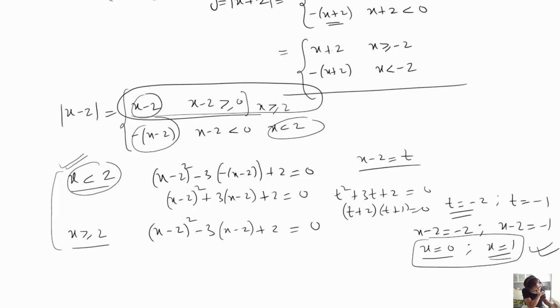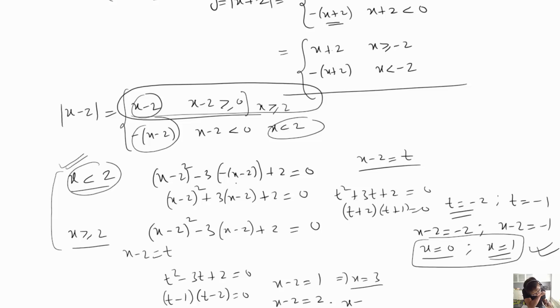right? Same way, now we have to solve this for x greater than or equal to 2. So if again we take x minus 2 equals t, then t square minus 3t plus 2 equal to 0. So from here we get t minus 1 into t minus 2 equals 0. t equals 1, so x minus 2 equals 1 and x minus 2 equals 2. So from here we get x equal to 3 and x equal to 4, and both of them satisfy this interval x greater than or equal to 2. So they are also answers.